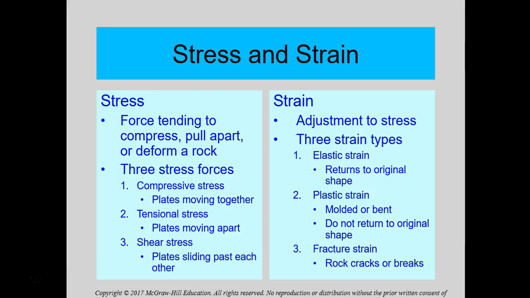Strain in rock is how the rock adjusts to the stress that it is experiencing. So some rock will experience elastic strain, where it'll snap back into its original shape. Some will experience plastic strain, so that they're molded and bent when they're exposed to stress, and they do not return to their original shape. Or some rocks will just fracture and they'll break. And so stress is the forces that occur on the rock, and strain is how the rock responds. What happens to the rock in response to the stress forces?